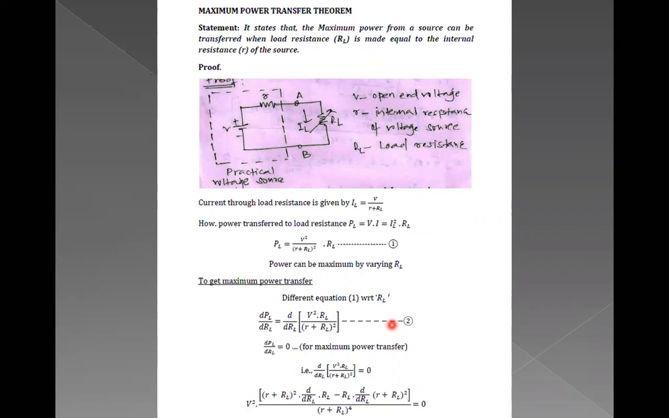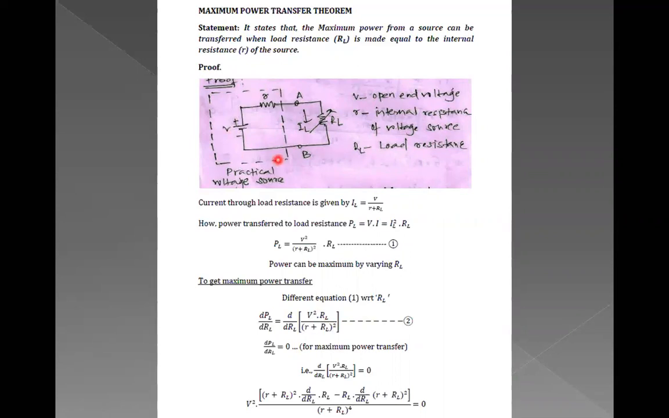So the statement is, it states that the maximum power from a source can be transferred when the load resistance RL is made equal to the internal resistance of the source. Now you can see that this is the voltage, this is the internal resistance, and this we have given as the load resistance. These are the 2 points. So we can say that V is the open end voltage, R is the internal resistance of the voltage source, and RL is the load resistance. Got it? And this is nothing but a practical voltage source.